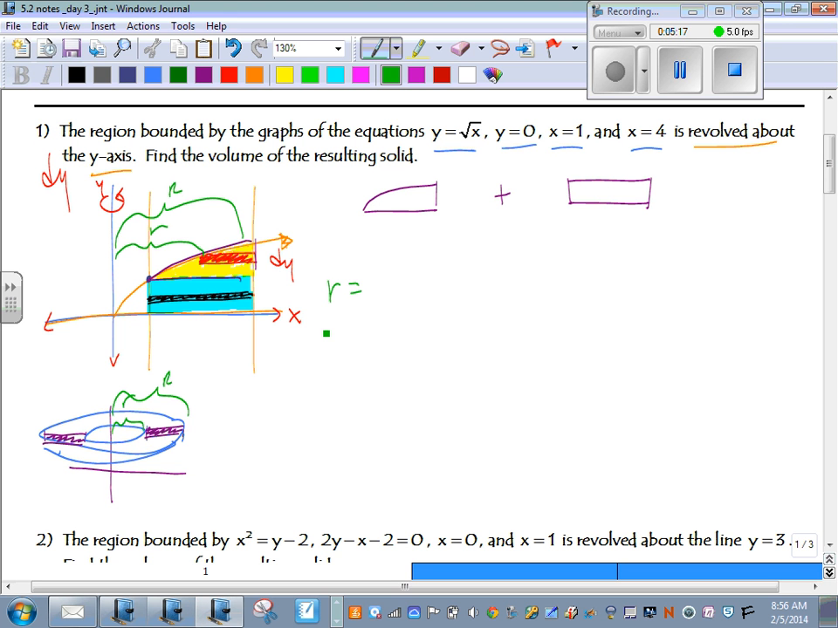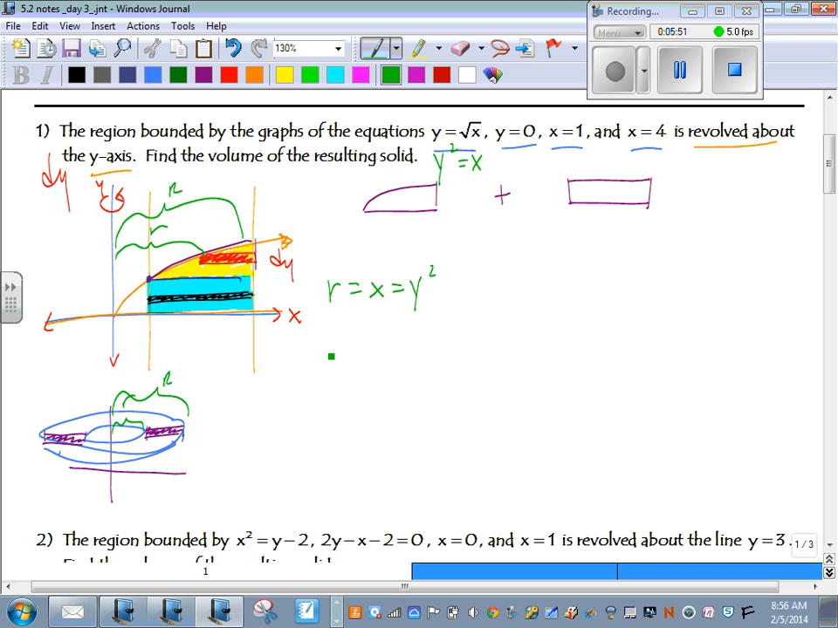So our little radius, that's an x value, right? It's a horizontal distance, so it's going to be the x value of this square root function. But we can't leave it in terms of x. It's a dy cut, which means everything has to be in terms of y. So we need to determine what's x equal to on that square root function. So if we were to solve this equation for x, what would we get? Y squared. Right? So really our little radius is going to be y squared, because we need it in terms of y, since it's a dy cut.